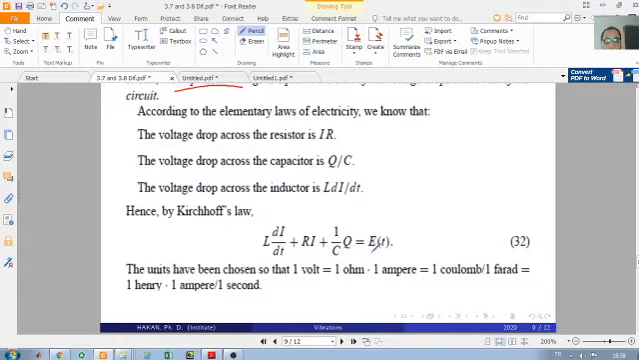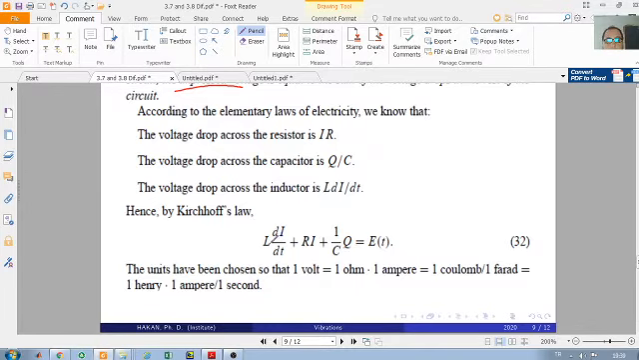E of t. And the units have been chosen so that 1 volt is equal to 1 ohm times 1 ampere, and it is also equal to 1 coulomb over 1 farad, and it is also equal to 1 Henry times 1 ampere over 1 second.